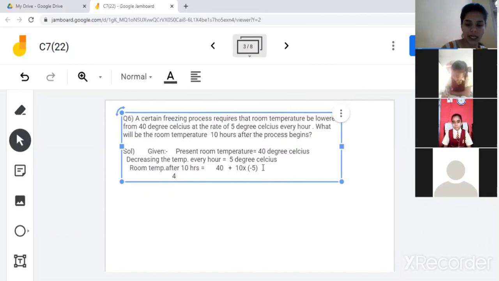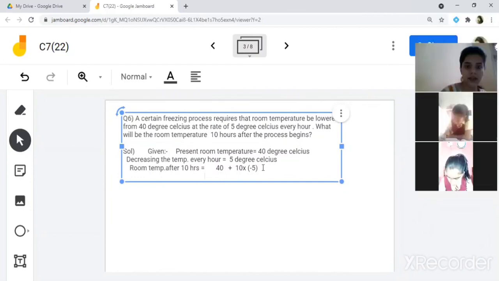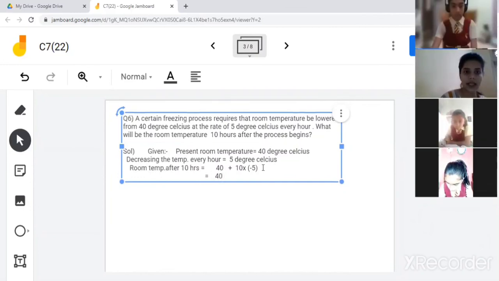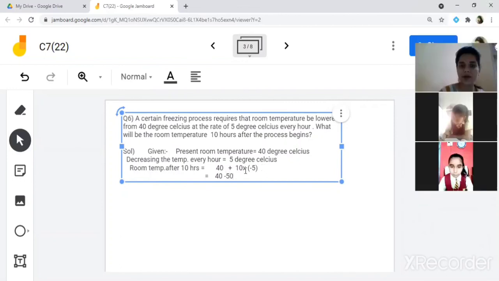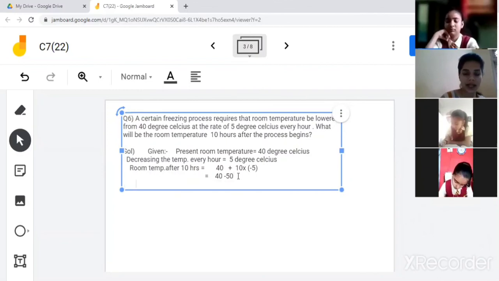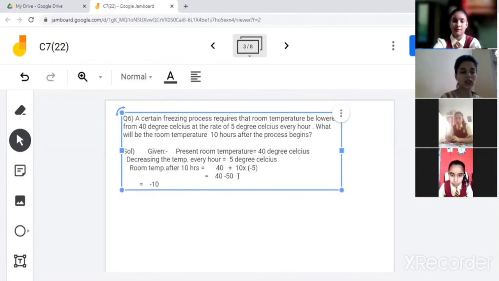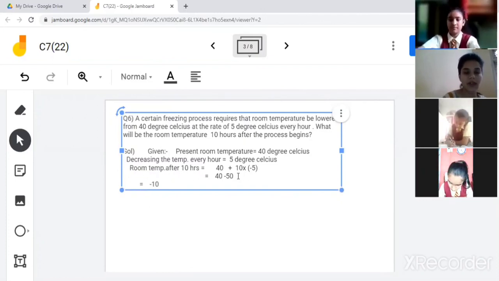So 40 minus 50. 10 fives are 50 and positive times negative is negative. So at last our answer will be minus 10. Okay, so the temperature of the room after 10 hours is minus 10 degrees Celsius.